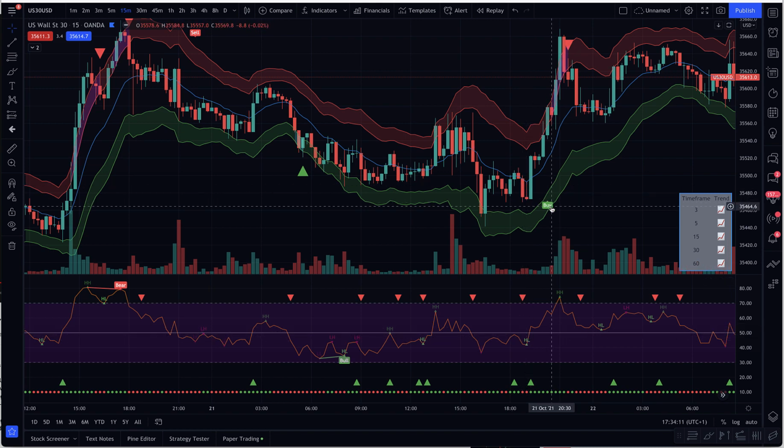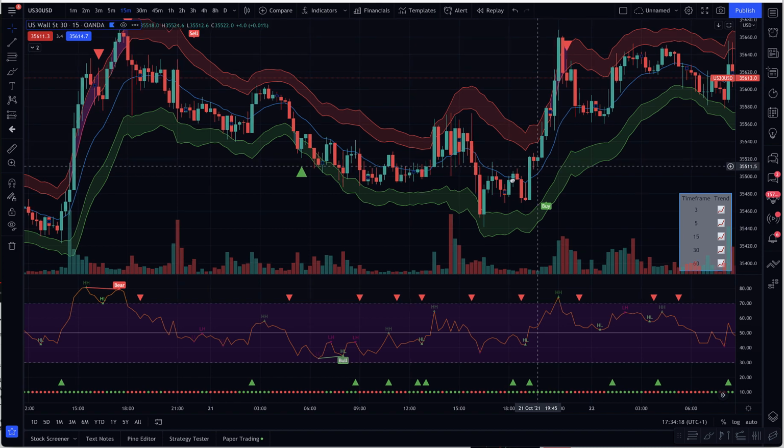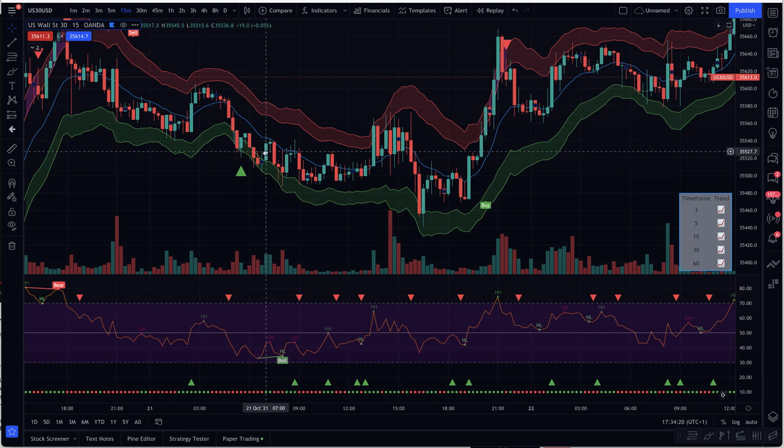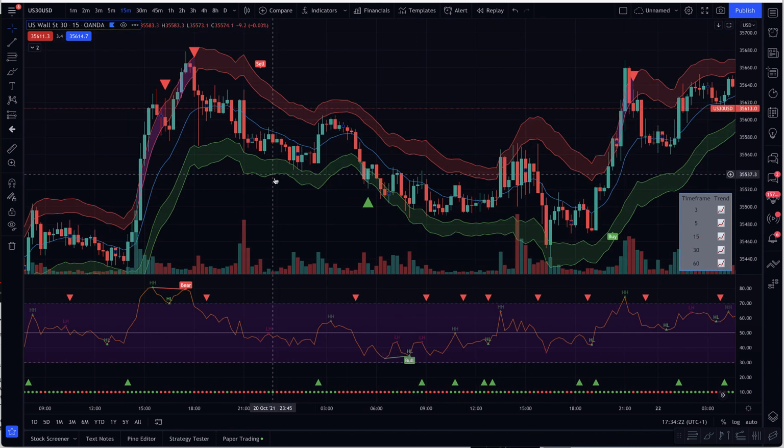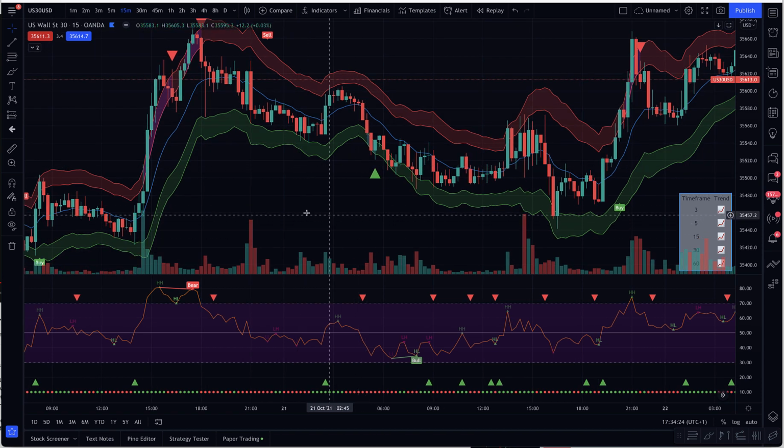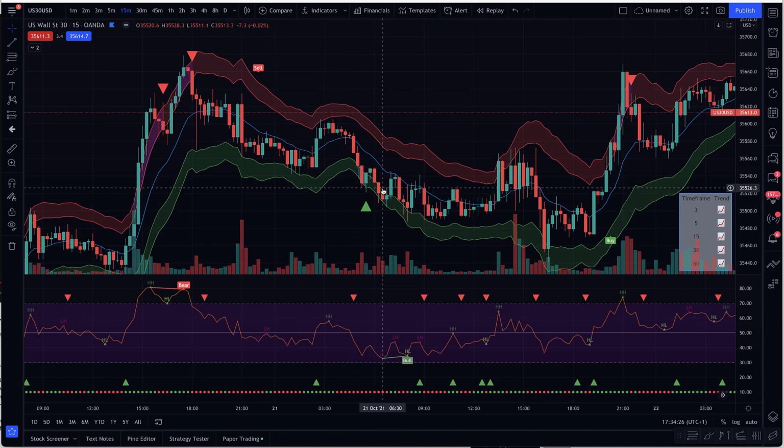You could wait till here as well, but you could actually open a position when this candle is crossing the blue line, so you could go long. Okay, now let's have a look at the short entry that you could do with this and also the volume delta. It's very simple, works the same way.